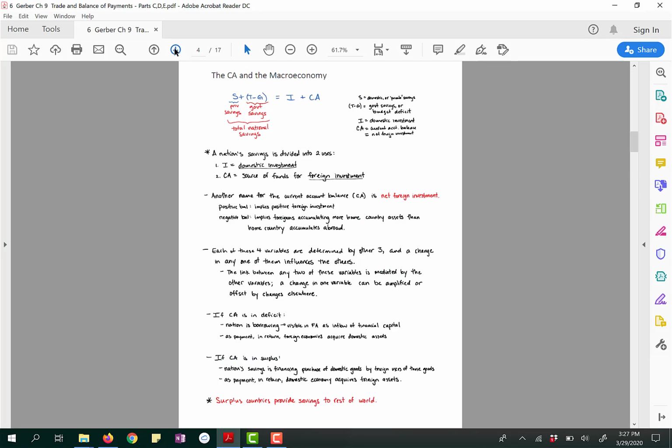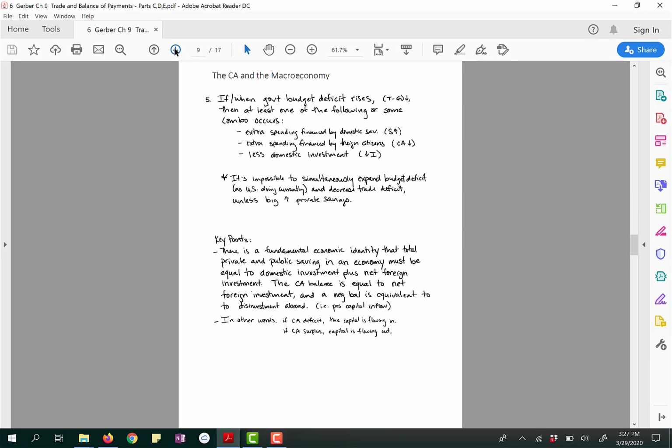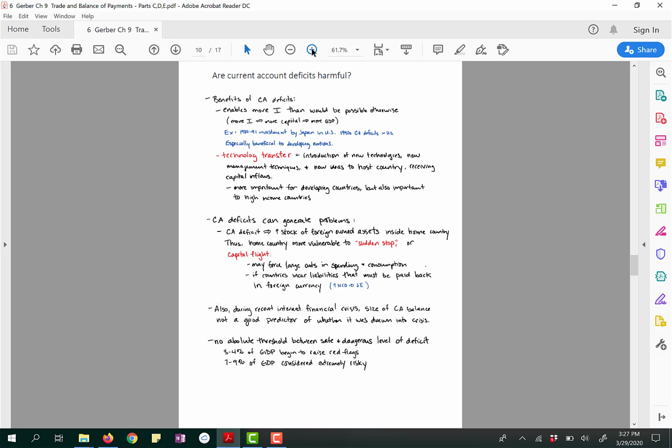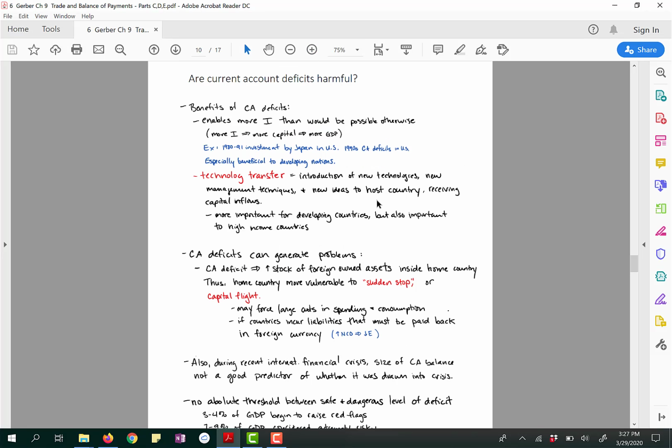All right, start on page 10. And I'm going to go a little bit beyond what our textbook discusses for this issue, but let's just first go over what is in the textbook. The main benefit of a current account deficit, because a current account deficit automatically implies that you have capital flowing in, savings of foreigners flowing in, is that it enables a country to have more investment than it otherwise would.